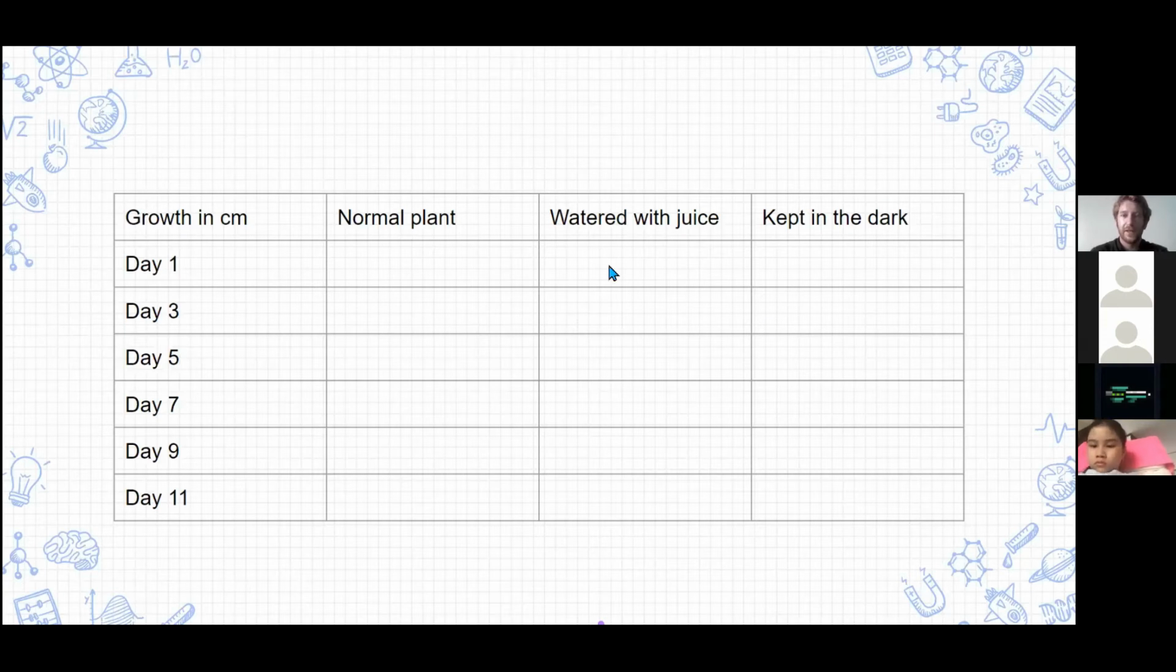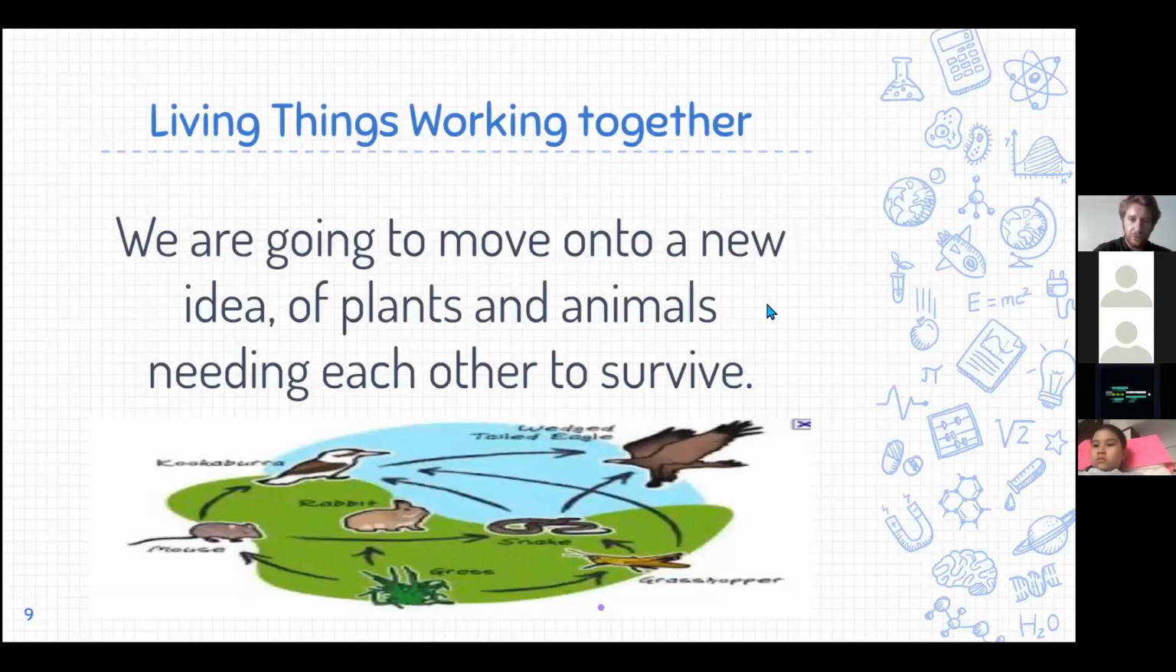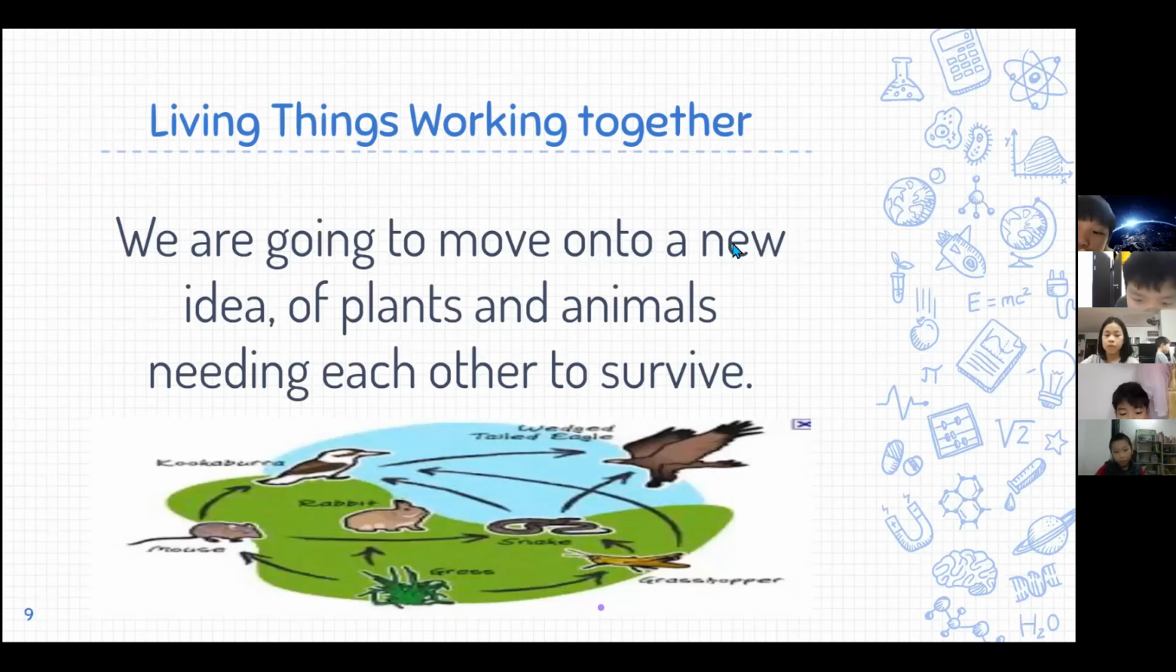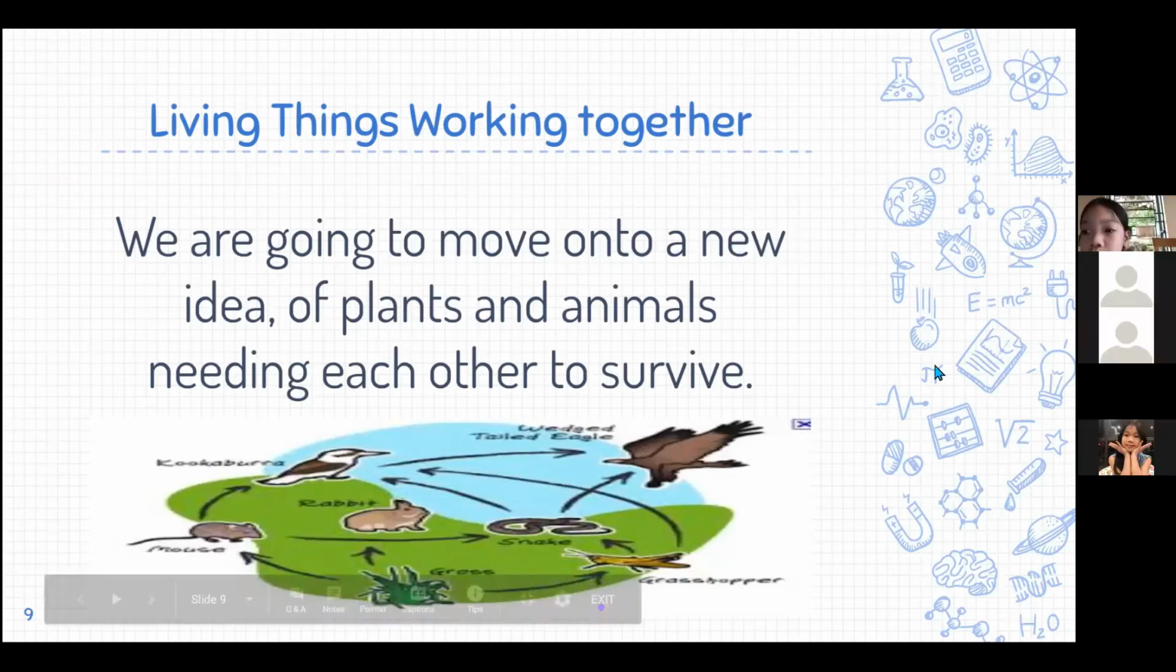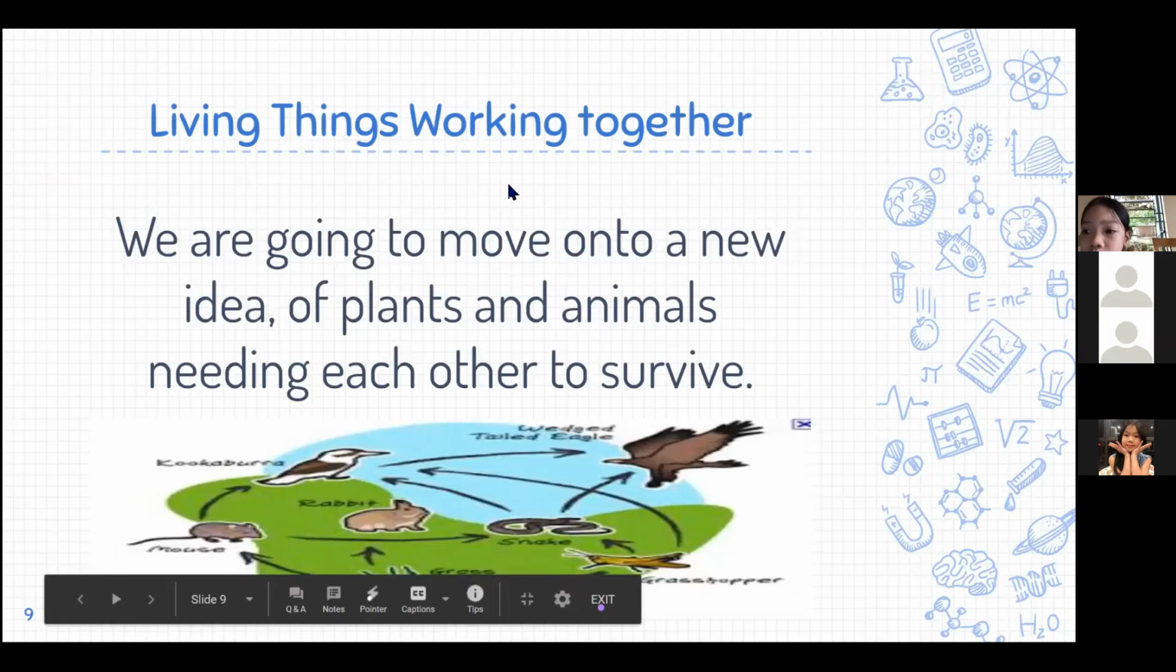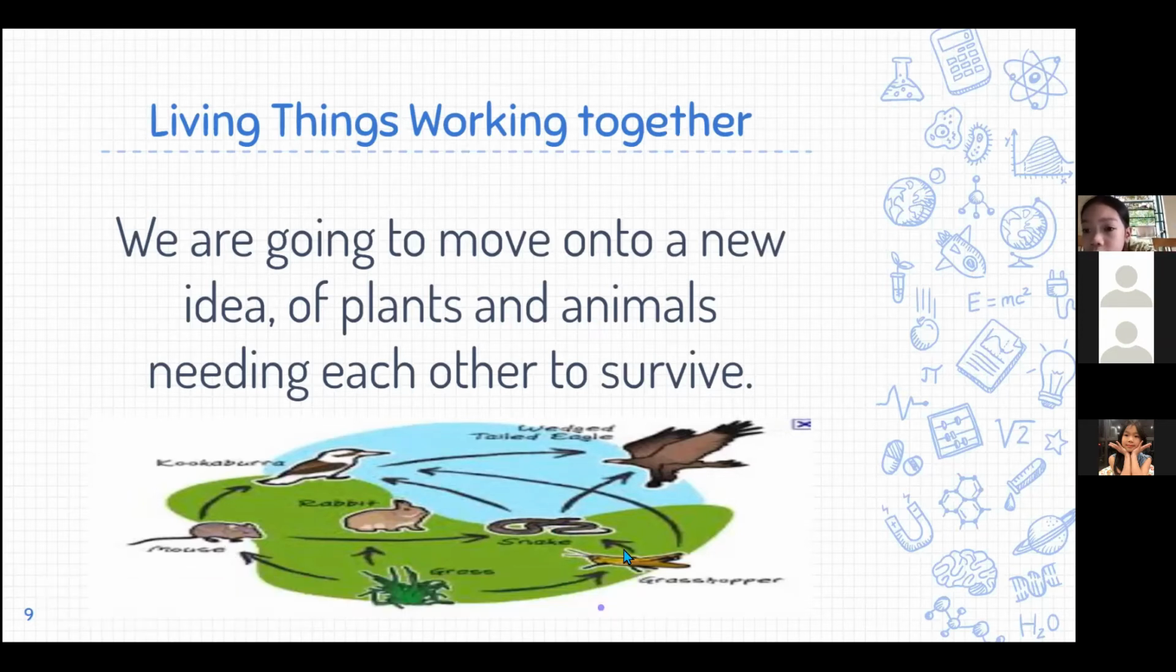So next thing I want to move on to is a new idea of plants and animals needing each other to survive. Now, some of these ideas are really, really simple. They're not hard. They're not difficult to understand. If you were to think about grass, okay? Grass grows. Mice eat grass. Grasshoppers eat grass. Snakes eat mice. Snakes eat rabbits. Birds eat mice. Birds eat snakes. Some birds eat birds. Some birds eat grasshoppers. Okay? There's a really simple way to understand that living things need each other to survive.